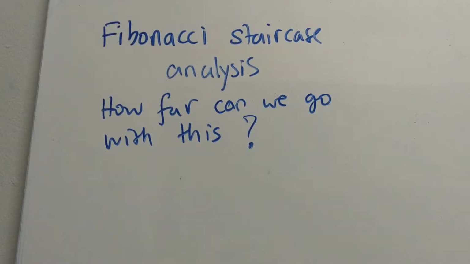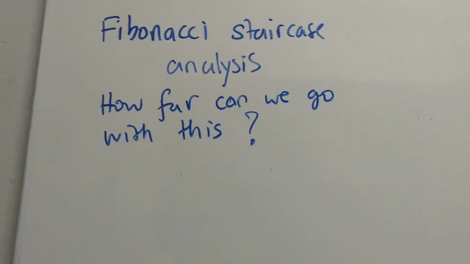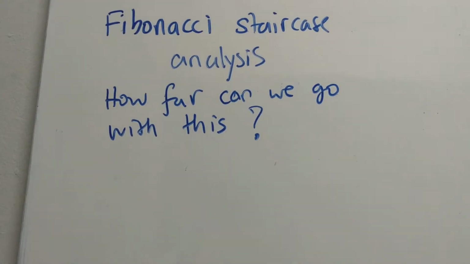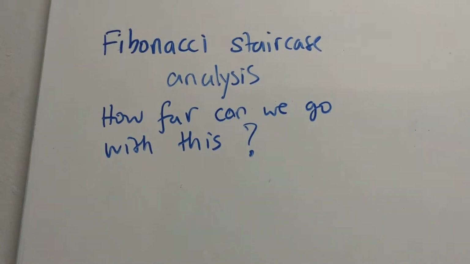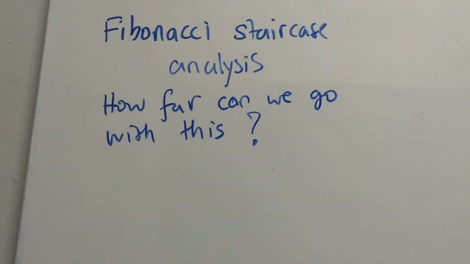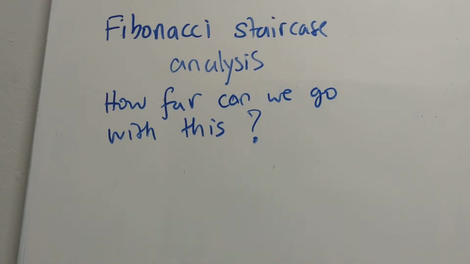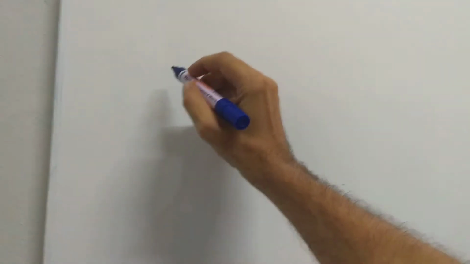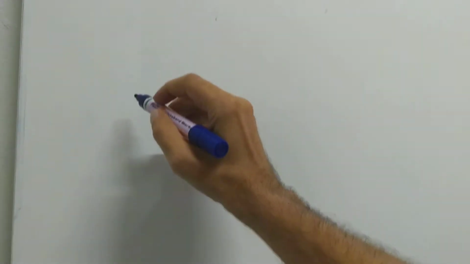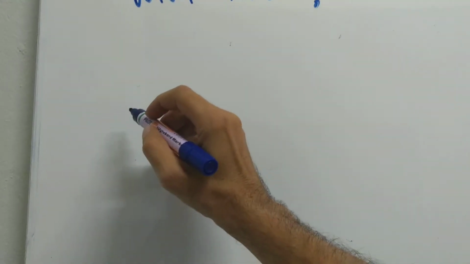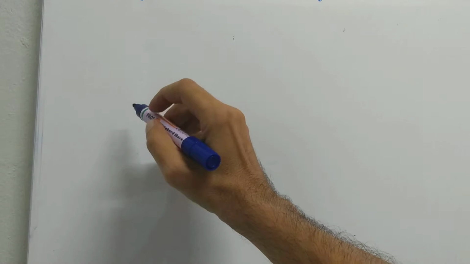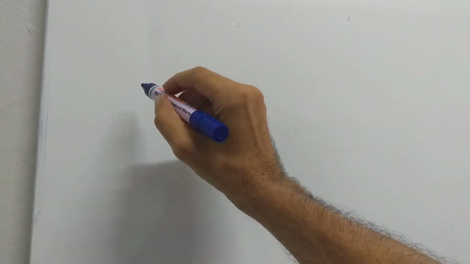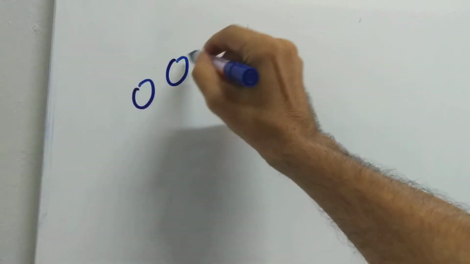We went pretty far so far. How far can we go? We can go really far, like all the way with this Fibonacci staircase analysis. But first we need some tools. We need some new ideas. Remember, like they said in the Matrix, ideas, lots of ideas. That's what we need.